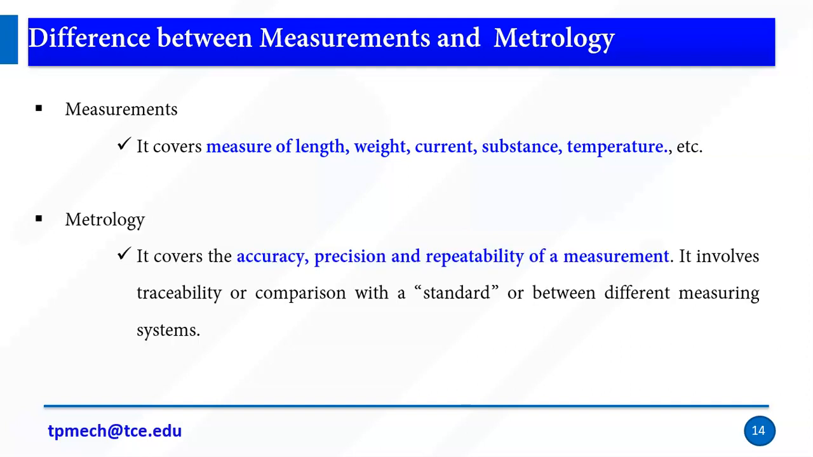The metrology part covers the accuracy, precision and repeatability of a measurement. So it involves traceability, or comparison with the standard or between different measuring systems. Right. So again, traceability we need to ensure. The traceability is ensured by metrology.